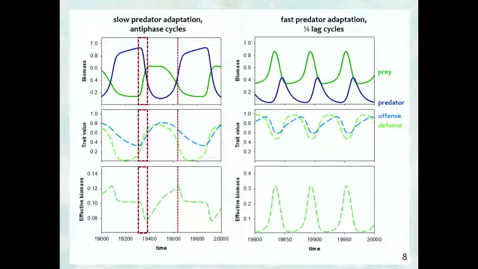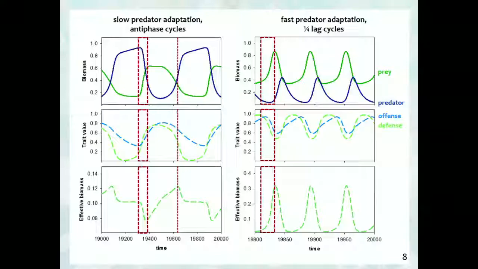And if you contrast this with what happens if you have quarter lag cycles, so here again is the increase in the prey, and now we see that as the prey increases, the defense actually decreases. So the prey becomes more abundant, and it also becomes less defended. So the effective prey biomass does not just go up, but it goes up a lot. And more importantly, we get the peak in the effective prey biomass at exactly the same point as the peak in the actual prey biomass. So the predator-prey dynamics show this basic quarter lag cycle that we also would have seen if there were no adaptation at all.